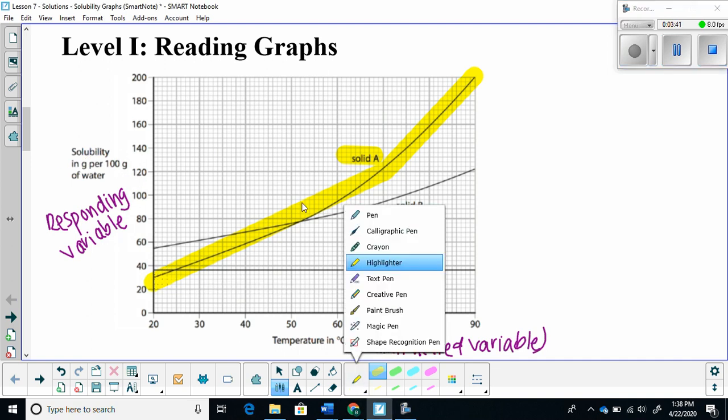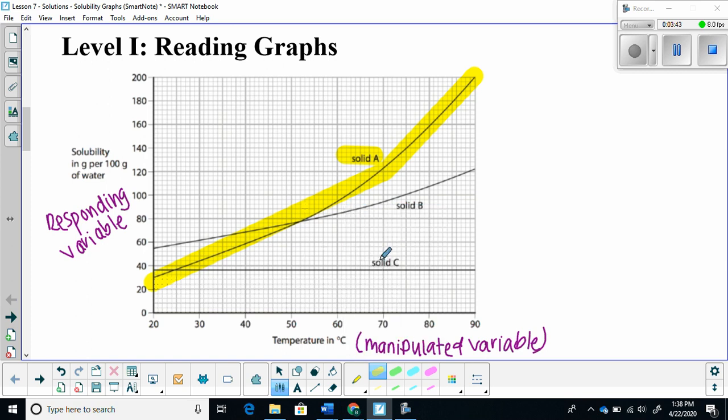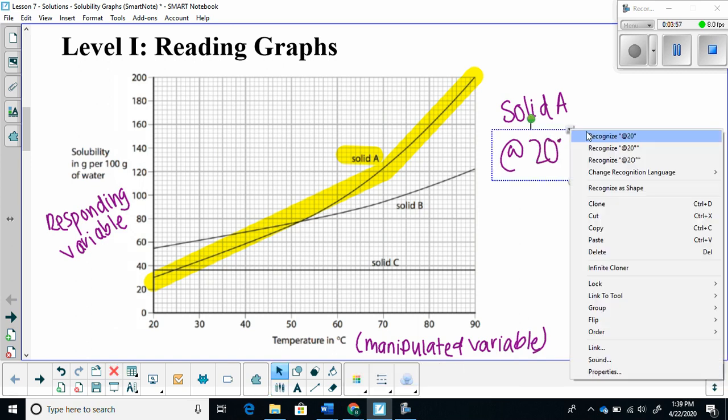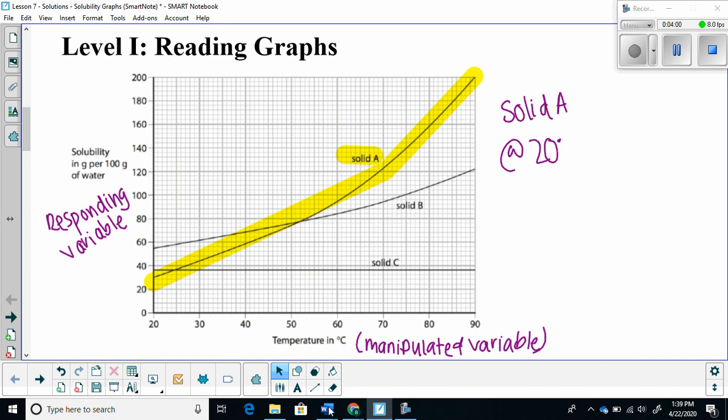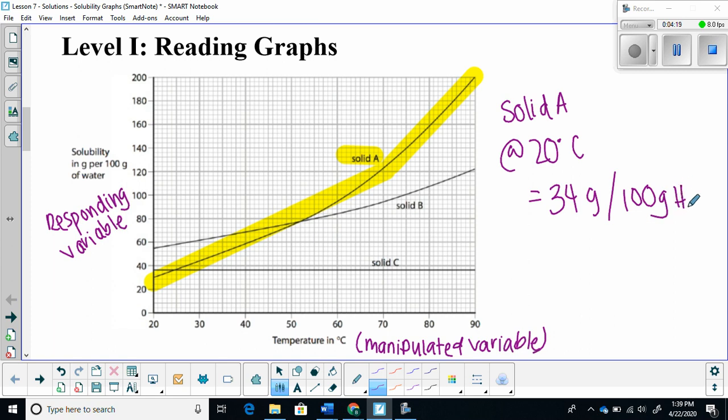So basically, how solubility is written is, let's say we're looking at the solubility of solid A at 20 degrees Celsius is equal to, I'm going to say it's a little past half, about 34 to 36 grams per 100 grams of water.